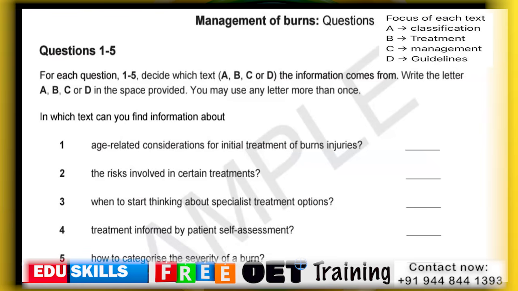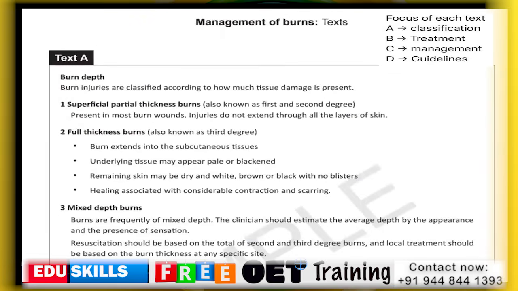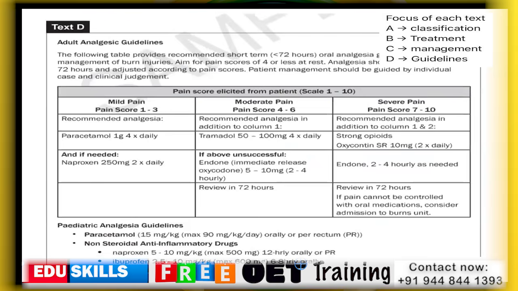The third one is when to start thinking about specialist treatment options. Specialist treatments means the different treatment options which are available. That is the guidelines, which we see in text D, like analgesia which has to be provided. Next, treatment informed by patient self-assessment. Patient self-assessment is based on what the patient says. For example, if we take pain, what is the pain score? These pain scores we can see in the last section, that is D.